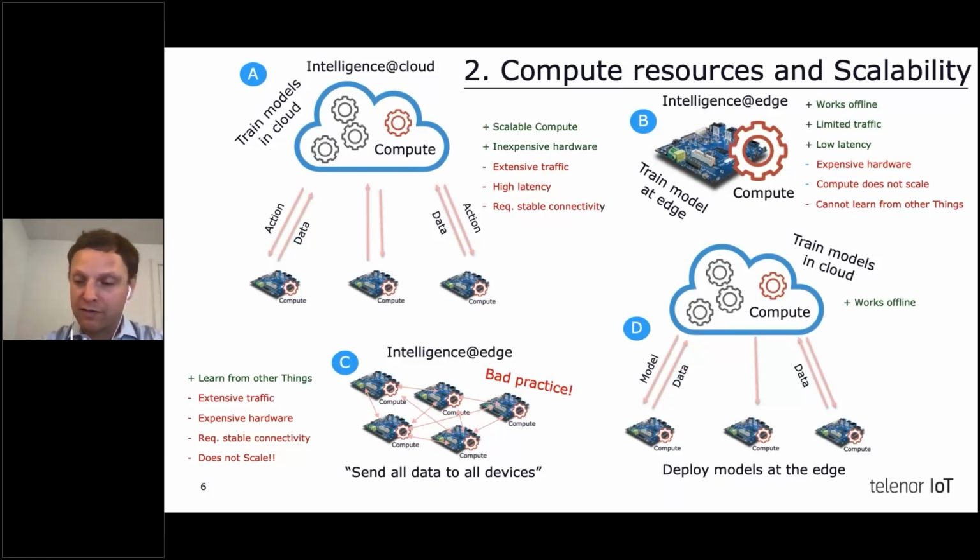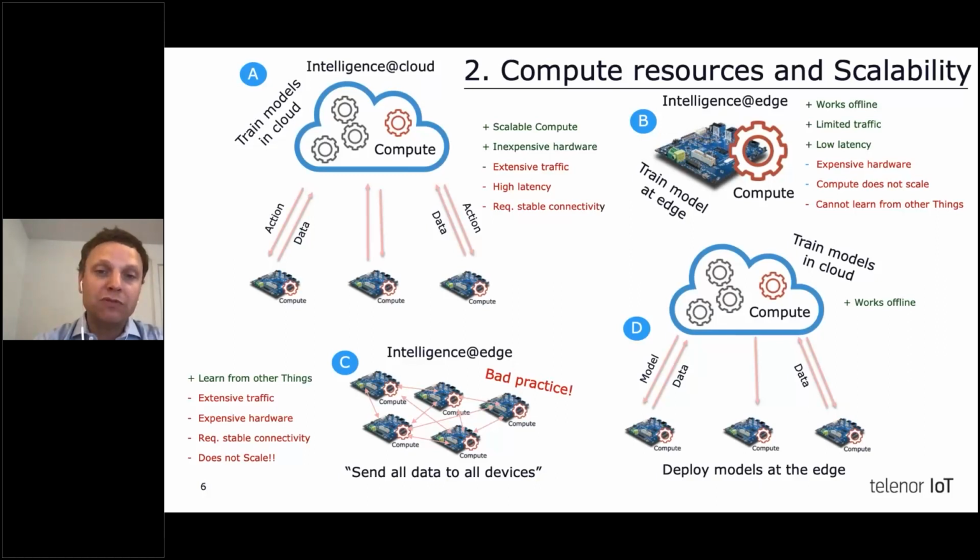We call this scenario D, a hybrid solution, where the devices report data up to the cloud, you store data in the cloud, and you also train models in the cloud. So all these are like scenario A on the left. But then what you do is that rather than having the model deployed in the cloud, you push the model down to the device and have the intelligence at the edge. So that's the small trick you do here.